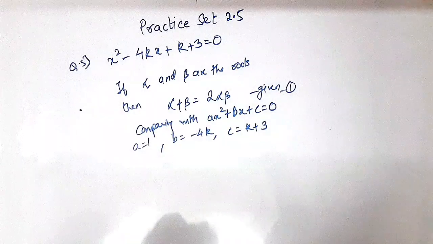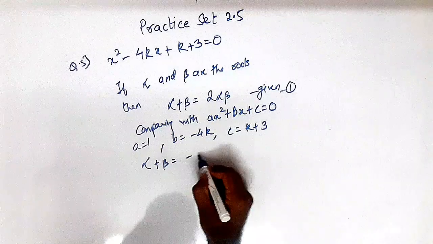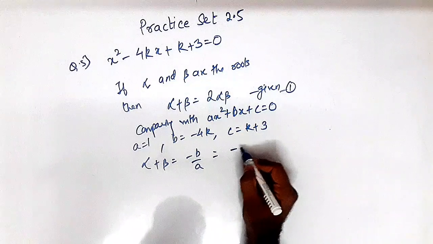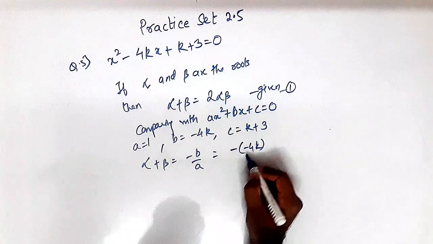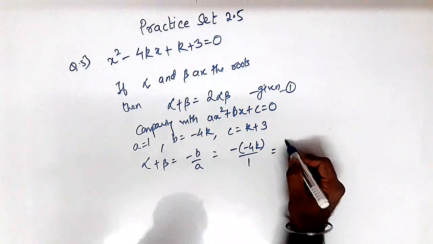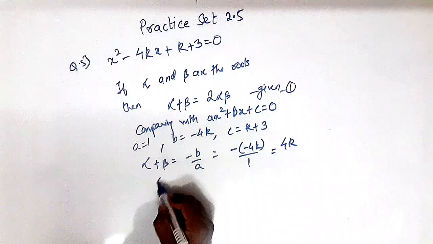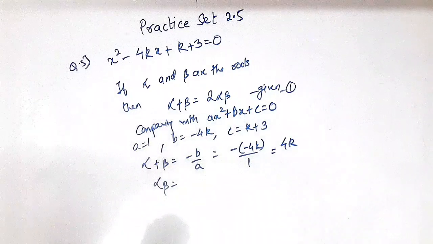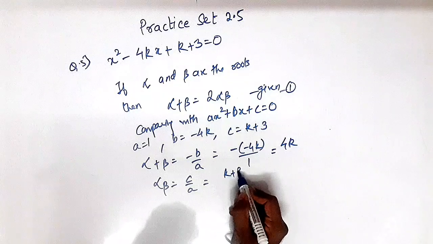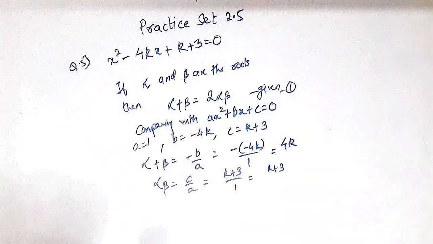Okay, so alpha plus beta, you know it is minus b upon a. Okay, so I'll write it minus of minus 4k, b is minus 4k, upon a is 1. So what we are getting here, 4k upon 1, so I'll write only 4k. What about the product of the roots? Alpha into beta is c upon a. C upon a is k plus 3 upon 1. So it is k plus 3 only.